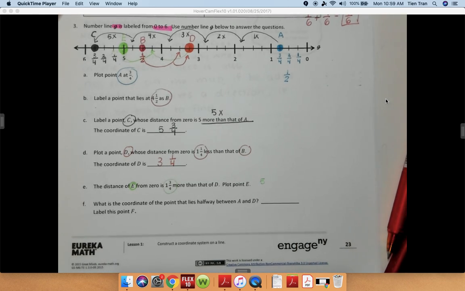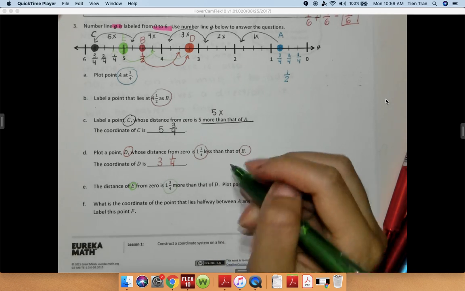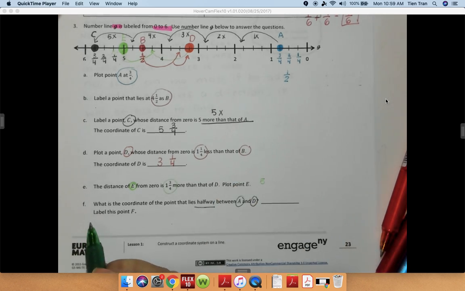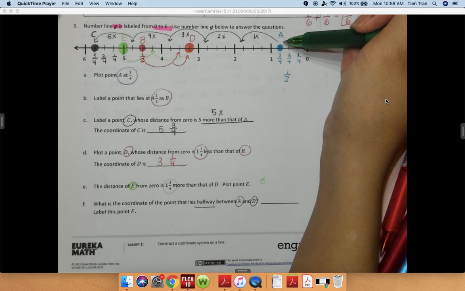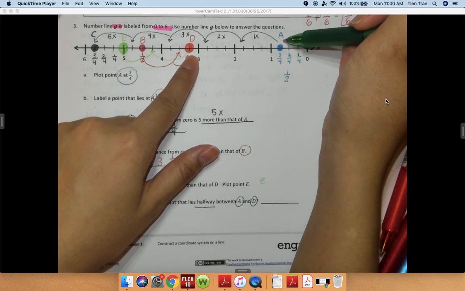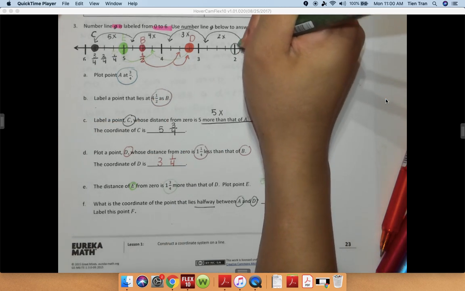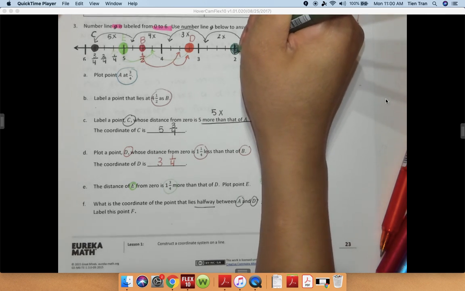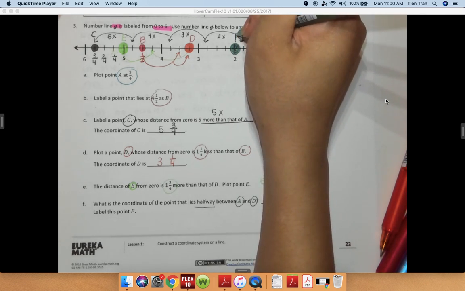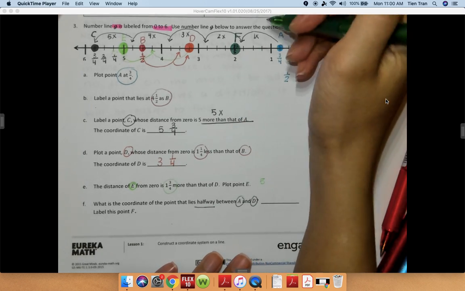Now for coordinate F. What is the coordinate of the point that lies halfway between A and D? Label this point F. So I have A and D, and they want me to choose the halfway point between those two, A and D. And what I have right there, halfway, is the number 2. So this is going to be labeled as F. And you write the coordinate. So we have right here 2.